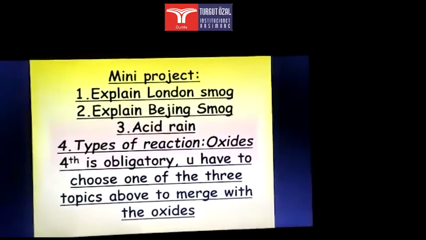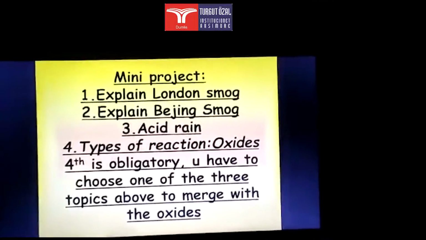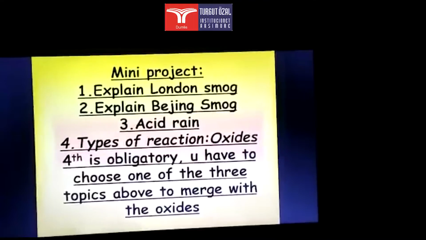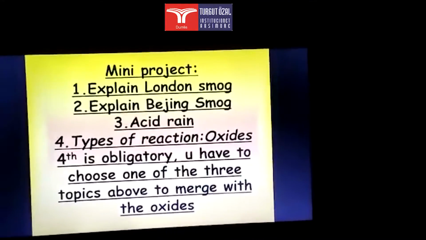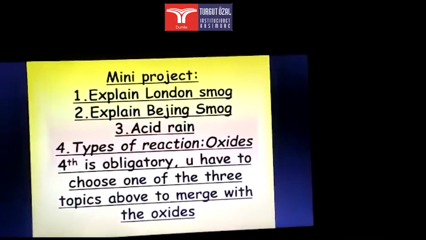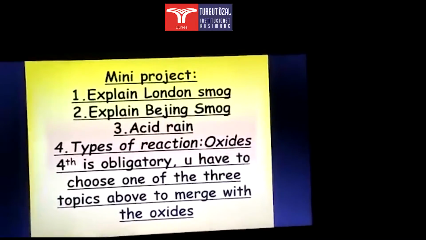Now, as for homework, you have a mini project. One is explain London smog, second Beijing smog, and third acid rain. And fourth is types of reaction oxides. The fourth point is obligatory, oxides. You have to choose one of the three topics above it and merge it with the fourth one.